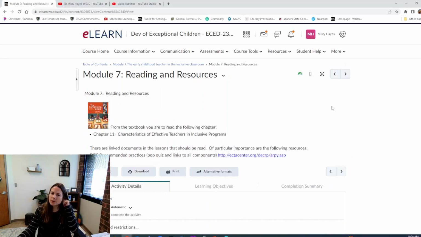You will be reading Chapter 11 in your Exceptional Child textbook. This textbook really lends itself well to not only what we're studying, but for you to think about what role you play. The chapter is really talking about how you can be an effective teacher in these inclusive programs. I also have a link here for you to look at. It's an extra resource, and I feel like you should read that as well.